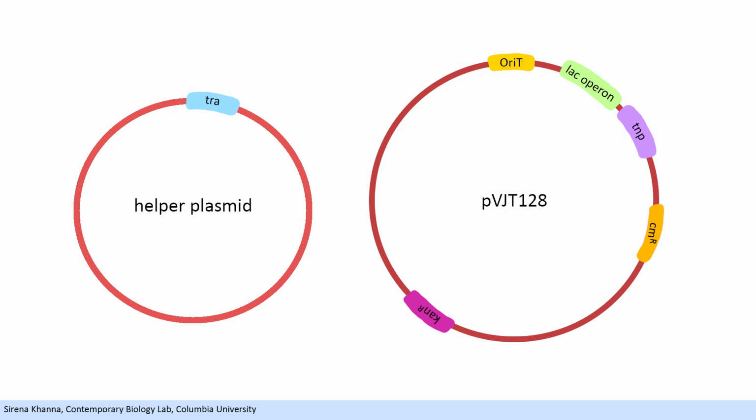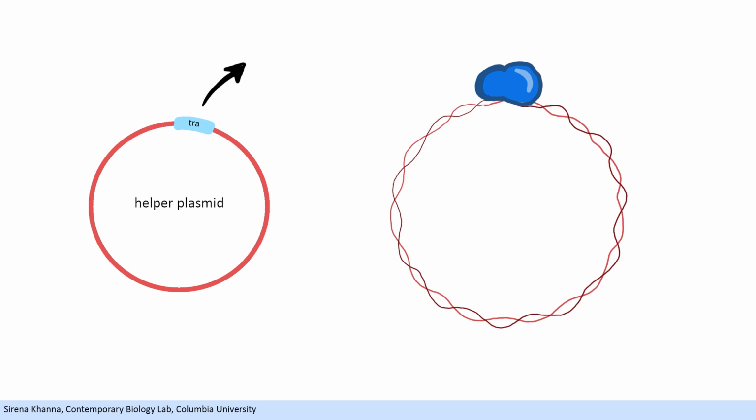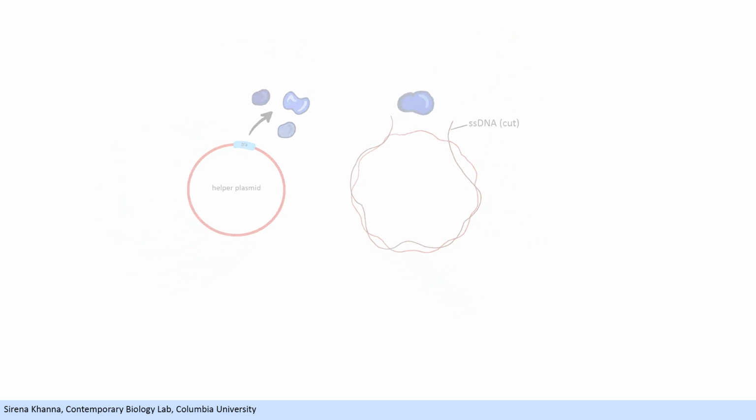On the helper plasmid, the transfer or TRA genes are necessary for bacterial conjugation. The plasmid helps because the TRA genes encode important proteins like the nicking enzyme. This enzyme recognizes PVJT128's origin of transfer region and nicks the DNA strand on which the ORET resides, creating one single-stranded DNA that is cut and one that remains circular. The TRA genes also encode proteins necessary for forming the pilus and transferring the cut single-stranded DNA to the recipient cell, which we'll see right here.